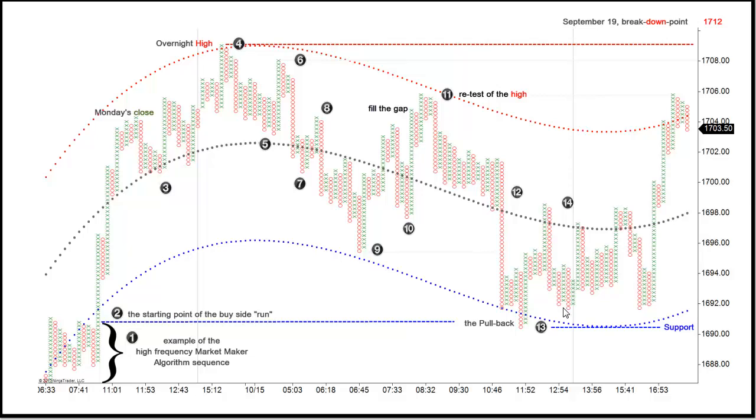In the after-hours session, the market retested the low once again, trading down to 1691. The selling pressure ended during the pullback to 1691, and the S&P auctioned back up through the trading range, back up to retest the opening range high at 1708.